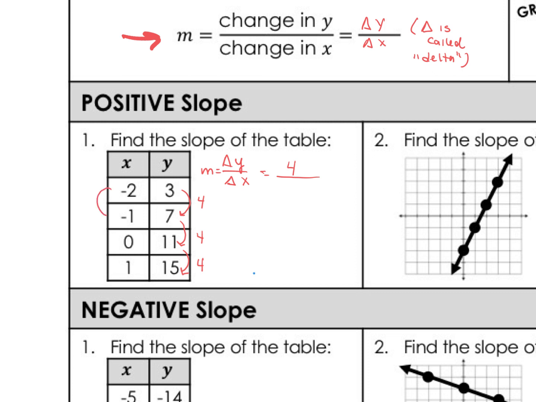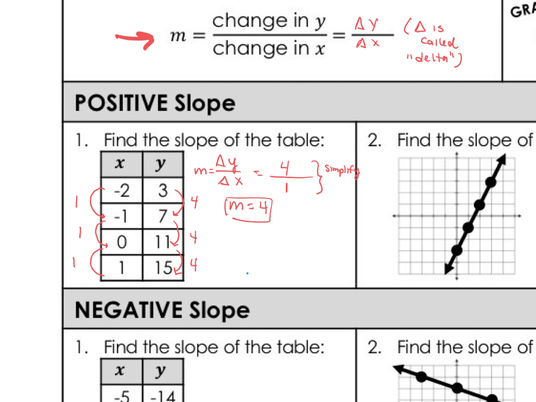From -2 to -1 is +1. From -1 to 0 is +1. And from 0 to 1 is +1. So your change in your x's is 1. And then when you simplify this fraction, your slope is going to just be equal to 4. Okay?